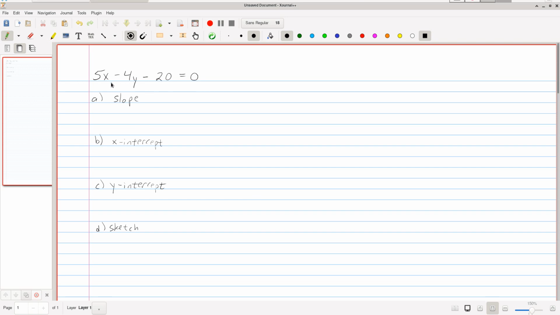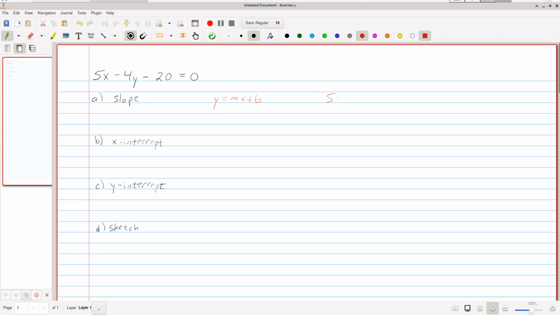Given the line 5x minus 4y minus 20 equals 0, find the following information. First, slope. To identify the slope, we want to have the line look like y equals mx plus b. We want to have it in slope-intercept form. That means we want to get y by itself.